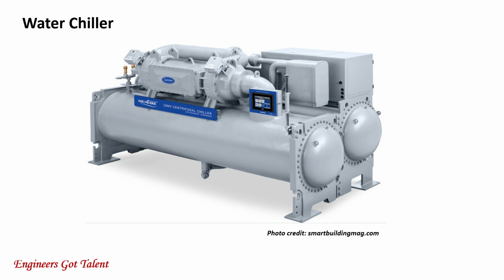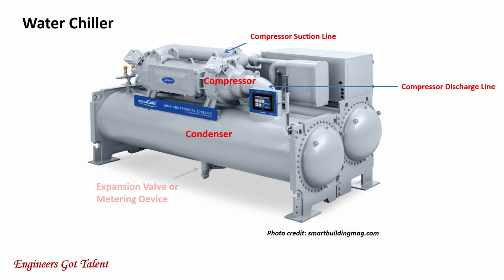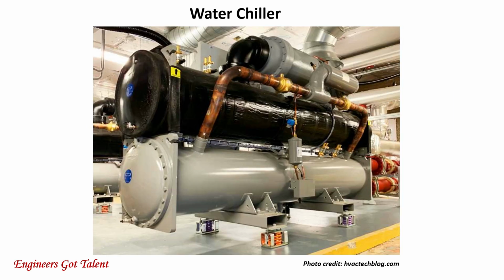This is a picture of a water chiller. Refrigerant is circulating around this piece of equipment, which houses the compressor suction line from the evaporator, the high pressure discharge going to the condenser, the expansion valve or metering device which controls the amount of refrigerant flowing through the system, and the evaporator which absorbs heat. This is another picture of a water chiller.